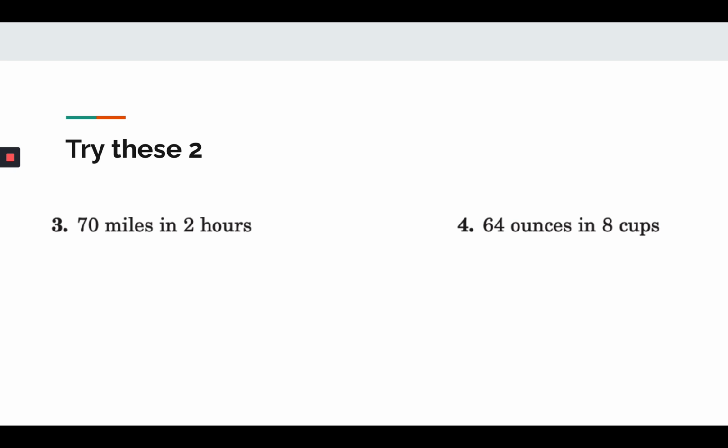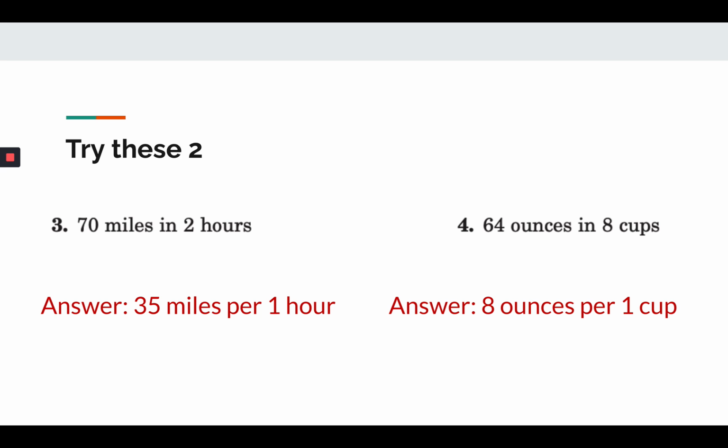Again, pause your video if you want to try and solve these on your own. All right, these are both pretty straightforward. 70 miles in 2 hours, just divide both the top and the bottom of the ratio by 2 to make it a unit rate, and you end up with 35 miles in 1 hour. And then for number 4, 64 ounces in 8 cups, divide both the top and the bottom by 8, and you're going to end up with 8 ounces per 1 cup.